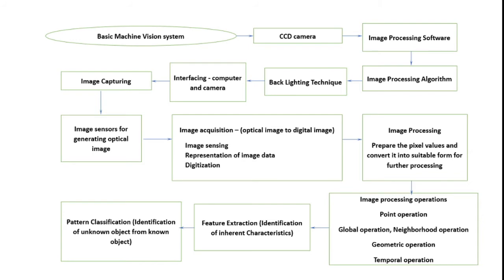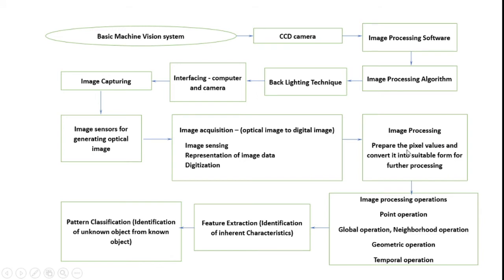The machine vision system always starts from the CCD camera. Based on the CCD camera captured image, that image is transferred to image processing software. Image processing software follows an image processing algorithm. After that, it moves to the backlighting technique. From that, we can remove the unwanted light sources from the images. After that, interfacing the computer and camera, and then image capturing. After that, image sensors generate the optical image. Then image acquisition. Image acquisition follows three steps. The first one is image sensing, representation of image data, and then digitization. Here the 0 to 1 conversion is happening.